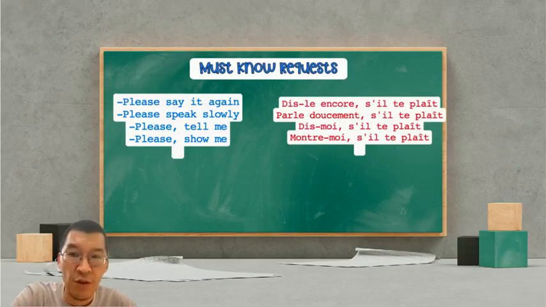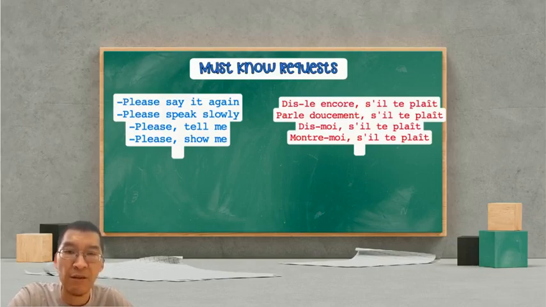In addition to those verbs, it's important to know the following requests. Please say it again. Please speak slowly. Please tell me. And please show me. These are particularly important because what you're trying to do is you are trying to communicate in your target language what you need and want so that you can further progress in your target language learning.